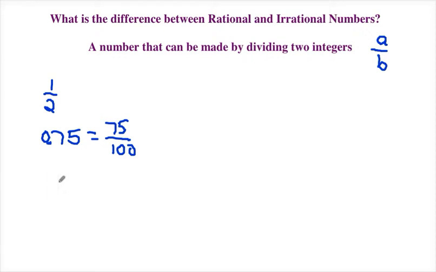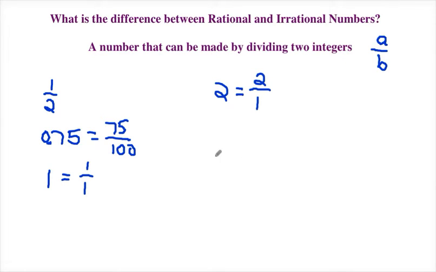How about the whole number 1? The whole number 1 can also be written as 1 over 1. Therefore, the number 1 is rational. Let's take a look at another one. How about the whole number 2? The whole number 2 can be written as 2 over 1. Therefore, the number 2 is rational.